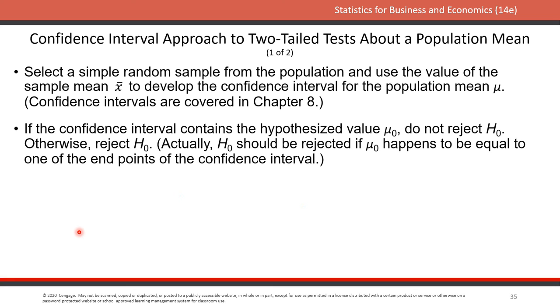So honestly, if mu sub 0 is equal to one of the endpoints, I would not reject the null. That's not particularly strong evidence. At the very least, that's borderline. At the worst, that's really not convincing. So I'll disagree with our book here that I would not do this.